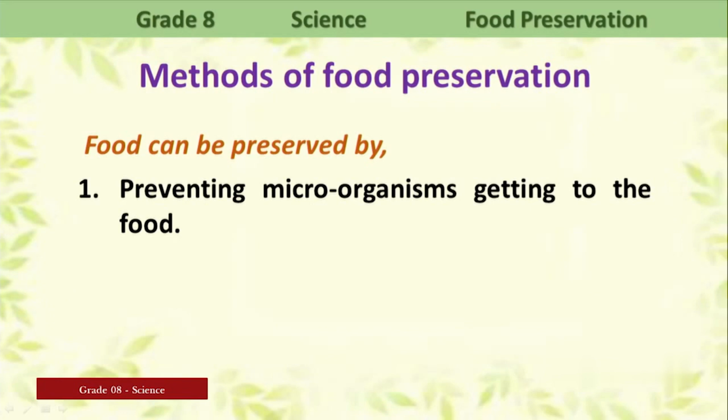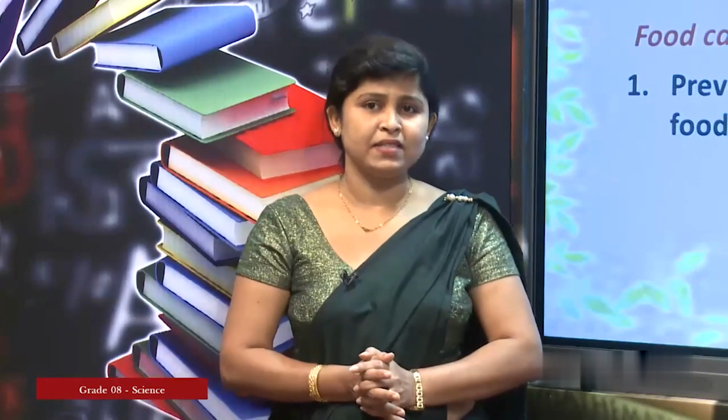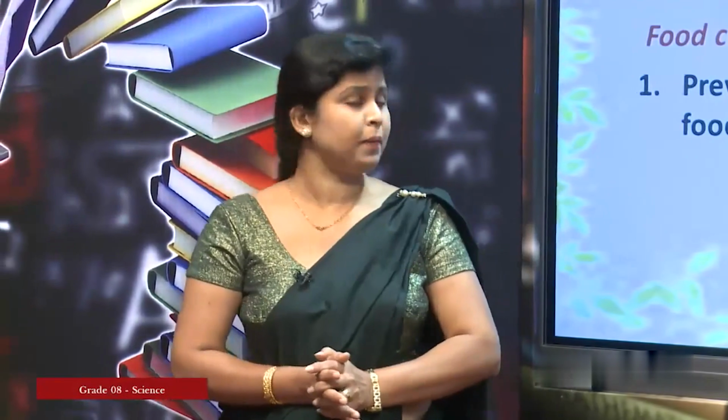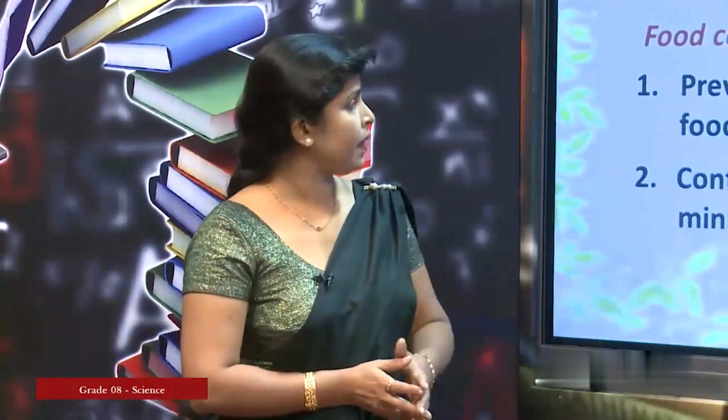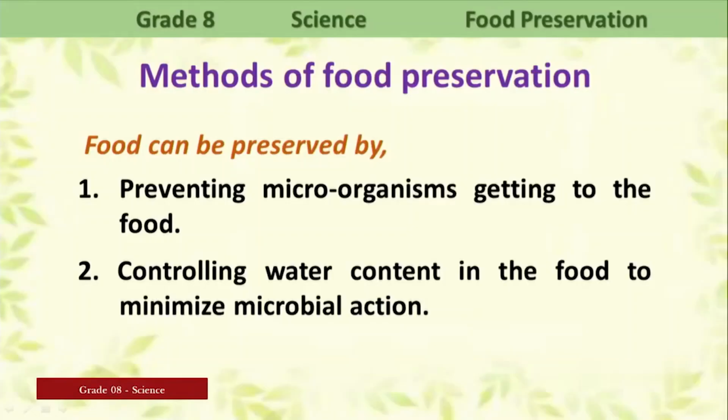Now I explained to you that microorganisms contribute a lot in the spoilage of food. By preventing the microorganisms getting to the food, we can preserve the food item. We can prevent the spoilage. It is very important. Then, controlling water content in the food to minimize the microbial action.